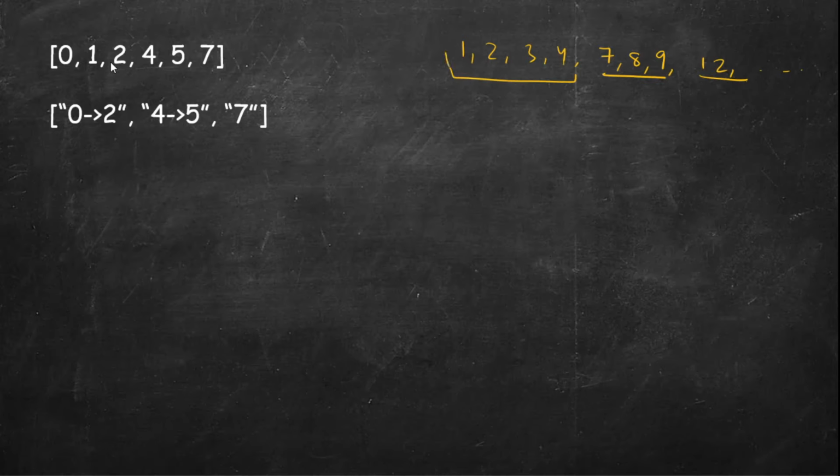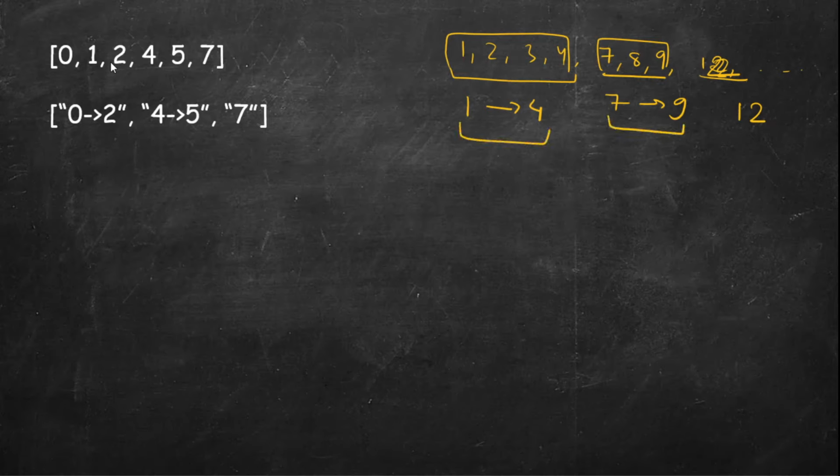So you have to merge these numbers into 1 to 4. This is 7 to 9, and this is, let's say, just 12. So third one is just 12. So interval will have either two values, like this one, start and end of interval, or it can be just alone, or let's say it was 12 and then again it was 14. So 12 is not in any other range. So this is 7 to 9.